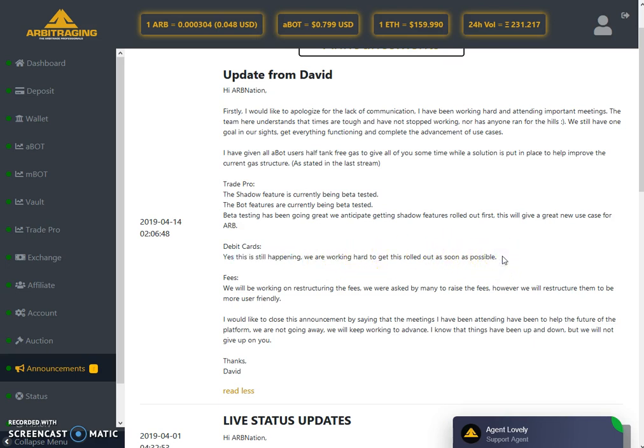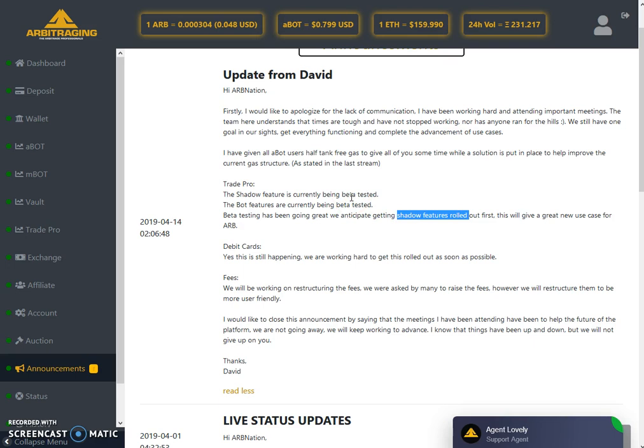As simple as that, the debit card is coming, they are working on it and it will be out as soon as possible. That's it for the debit card. Now the Trade Pro. It says they are working on two things. One is the shadow feature, which is currently being beta tested. The bot features are currently being beta tested. But first they are going to roll out the shadow trading.